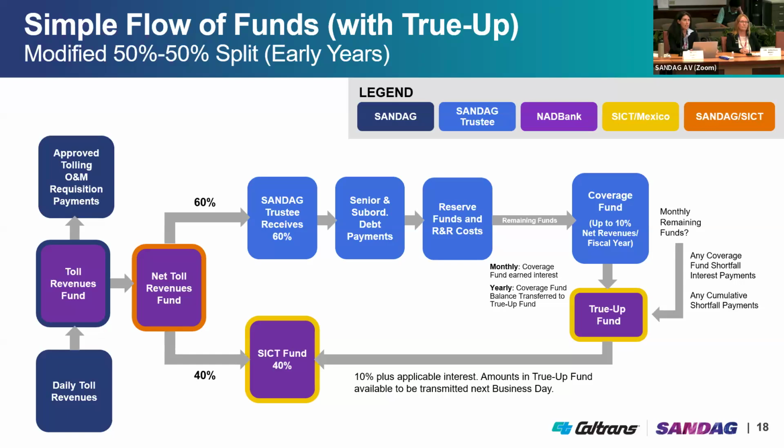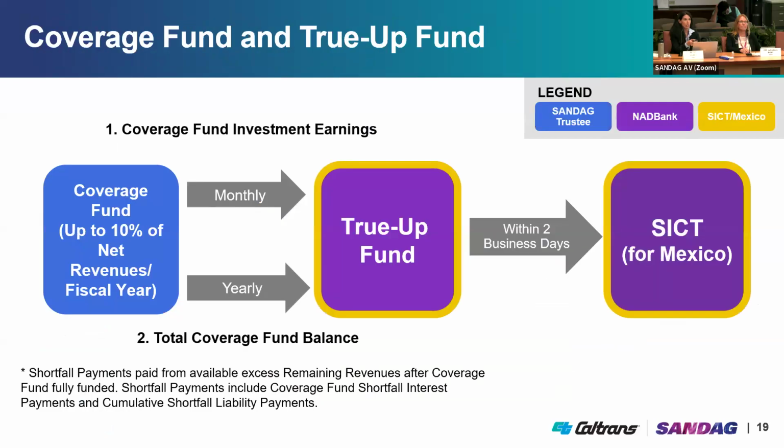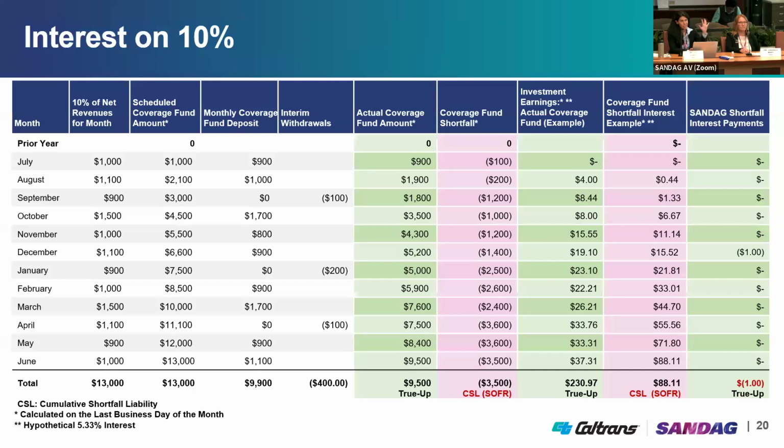The main change that you'll see there is that as the funds flow through SANDAG's bond trustee, there's a new fund created called the coverage fund. That coverage fund accounts for the 10% that needs to be repaid to Mexico. Let me go to the next slide. As investment earnings are earned on that coverage fund, they'll be remitted to a fund at NAB Bank called the True Up Fund. NAB Bank will then in turn transfer the funds in the True Up Fund to the SICT Fund, which is a fund at NAB Bank for the benefit of SICT. At the end of every year, all amounts in the coverage fund will transfer to the True Up Fund for the benefit of SICT.